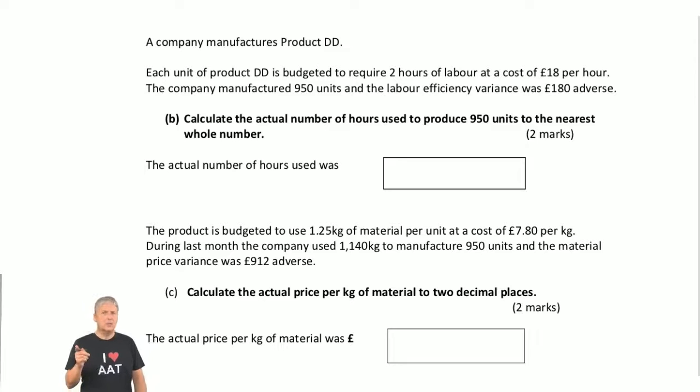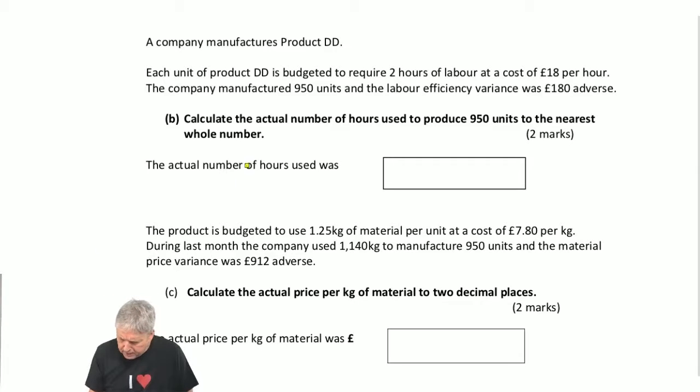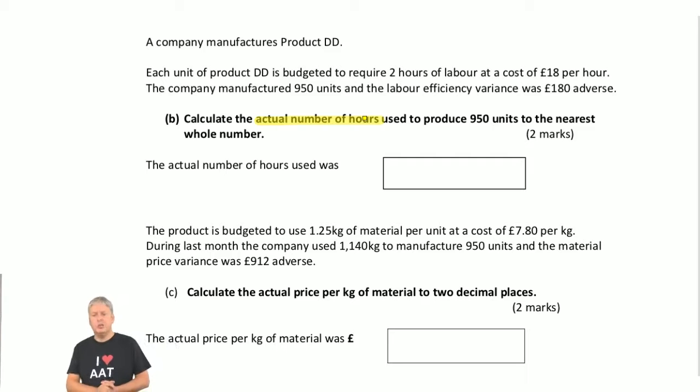Now, I said to you that when we look at variable cost variances, the examiner can do it both ways. He can either say, calculate the variance based on the base information that you've got, or the examiner can flip it and say, well, let's give you the variance and tell you to calculate something else. So what are we asked to do here? Calculate the actual number of hours used to produce 950 units to the nearest whole number.